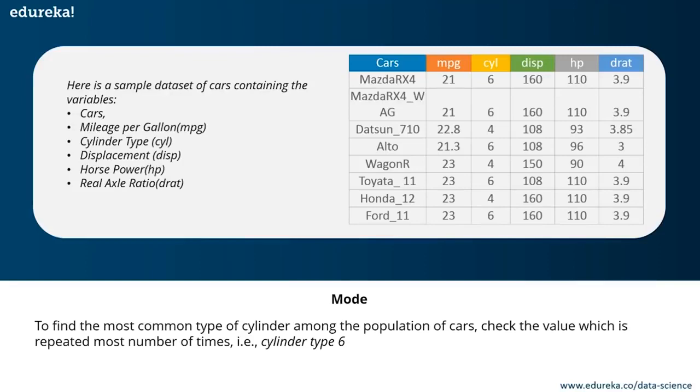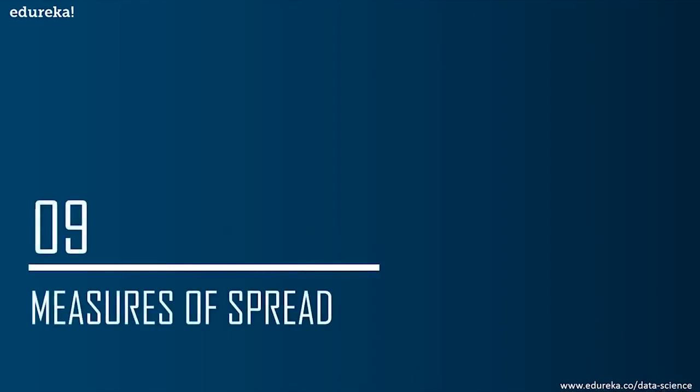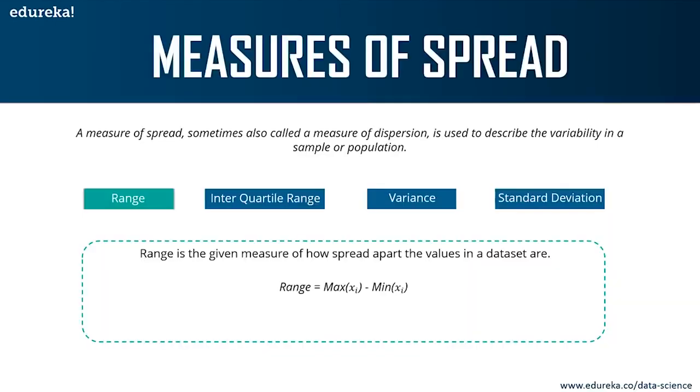So guys, those were the measures of the center or the measures of central tendency. Now let's move on and look at the measures of the spread. Alright, now what is the measure of spread? A measure of spread, sometimes also called a measure of dispersion, is used to describe the variability in a sample or population. Okay, you can think of it as some sort of deviation in the sample. Alright, so you measure this with the help of the different measures of spread.